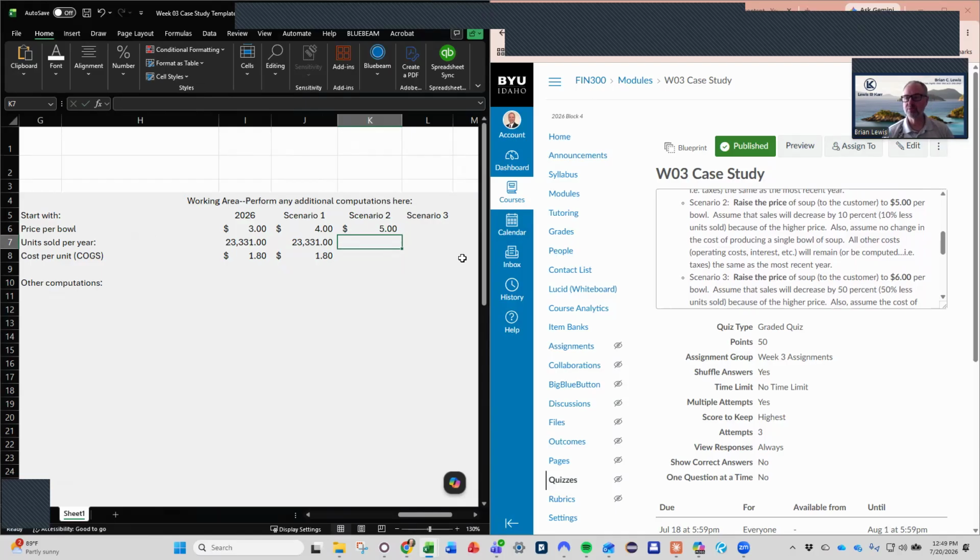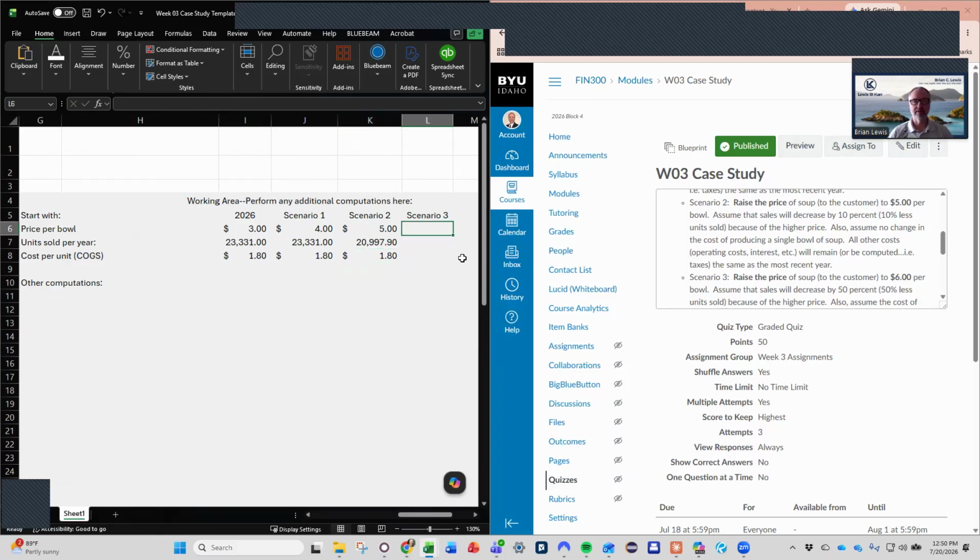You assume that sales would decrease by 10%. So in my typical style, I will take the original number and times it by 1 minus 10%. Now, if I do that, I should get something like 21 something. Okay, there we go. And it then says, assume no change in the cost of producing a single bowl. So once again, 1.8.